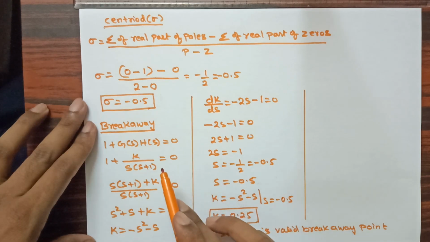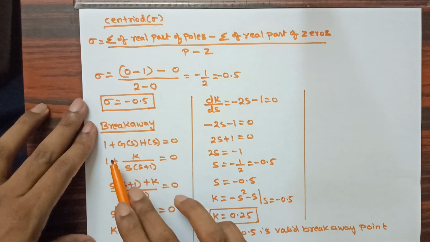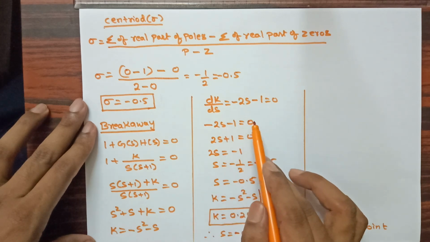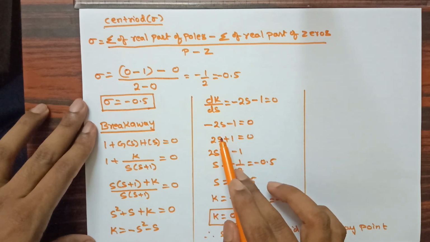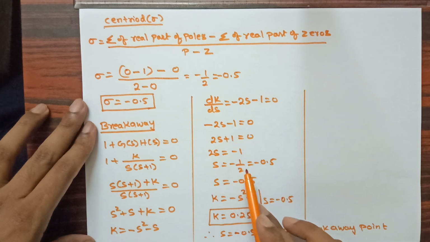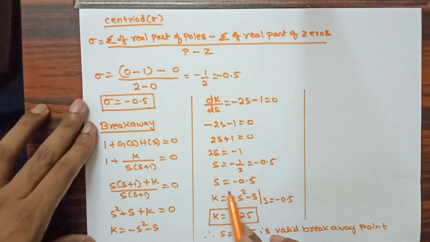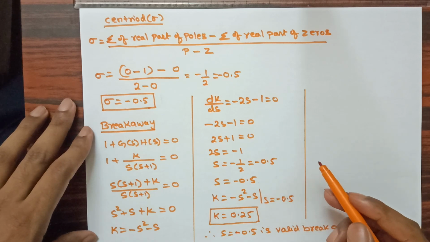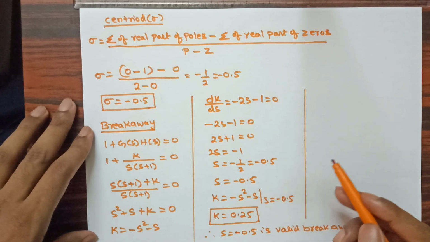Remember, to find the breakaway point, we follow these steps. First find the characteristic equation, then from that get the k equation, and then differentiate that k with respect to s. Whatever differentiated equation you got, find the values of s. In this case I got one value, so I checked whether it is valid or invalid by substituting that value in the k equation. I got a positive value, therefore this s value is a valid breakaway point. Next I am going to plot the root locus for the values I have calculated.